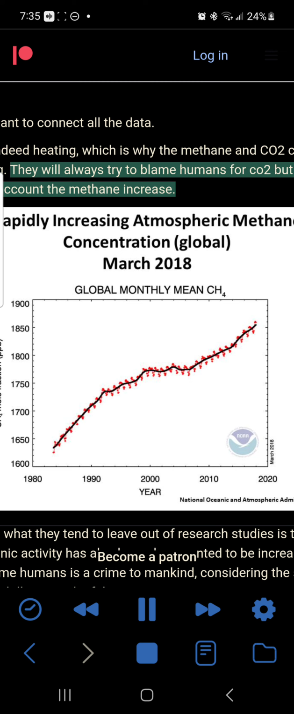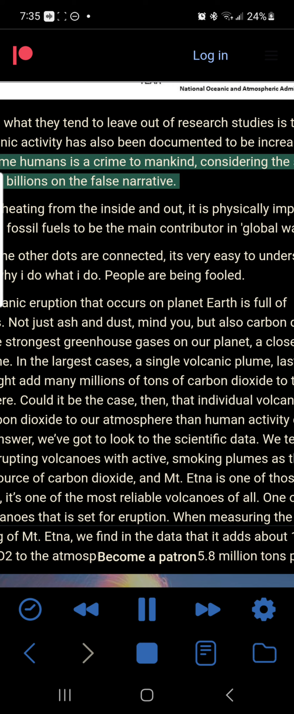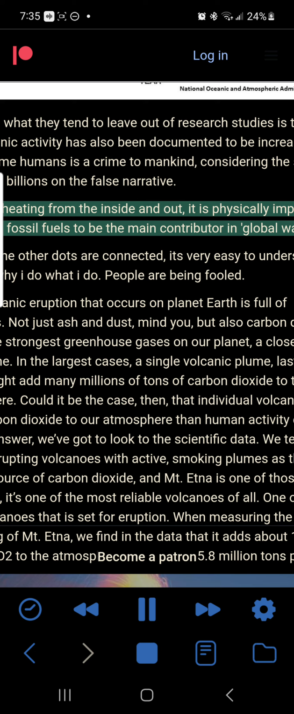They will always try to blame humans for CO2 but never take into account the methane increase. With CO2, what they tend to leave out of research studies is the fact that volcanic activity has also been documented to be increasing. To solely blame humans is a crime to mankind, considering the sham was to tax billions on the false narrative. If Earth is heating from the inside and out, it is physically impossible for human fossil fuels to be the main contributor in global warming. When all the other dots are connected, it's very easy to understand, which is why I do what I do.